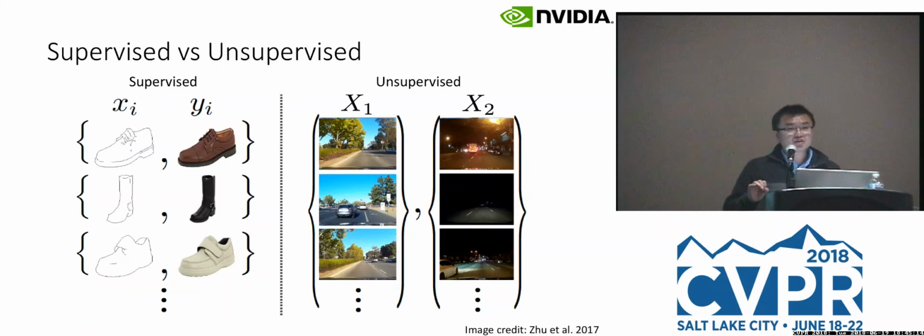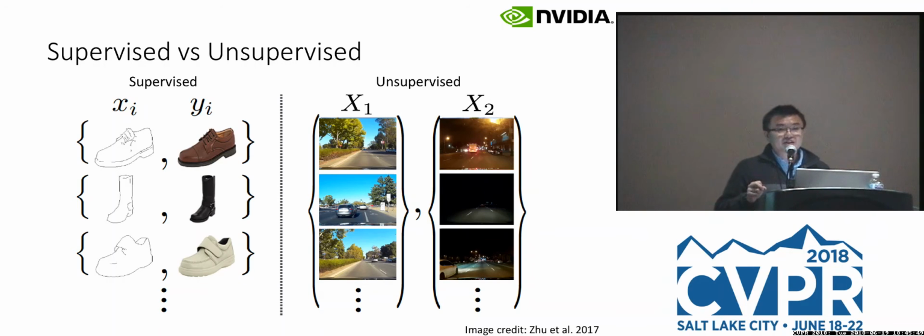The image-to-image translation problem has been studied in different settings. I like to call them supervised versus unsupervised. Of course, you can also call it paired versus unpaired. In the supervised setting, you have a training data set where for every input image, you have a corresponding output image. And your goal is to train a function f that can learn the mapping from input to output. So you basically do data fitting.